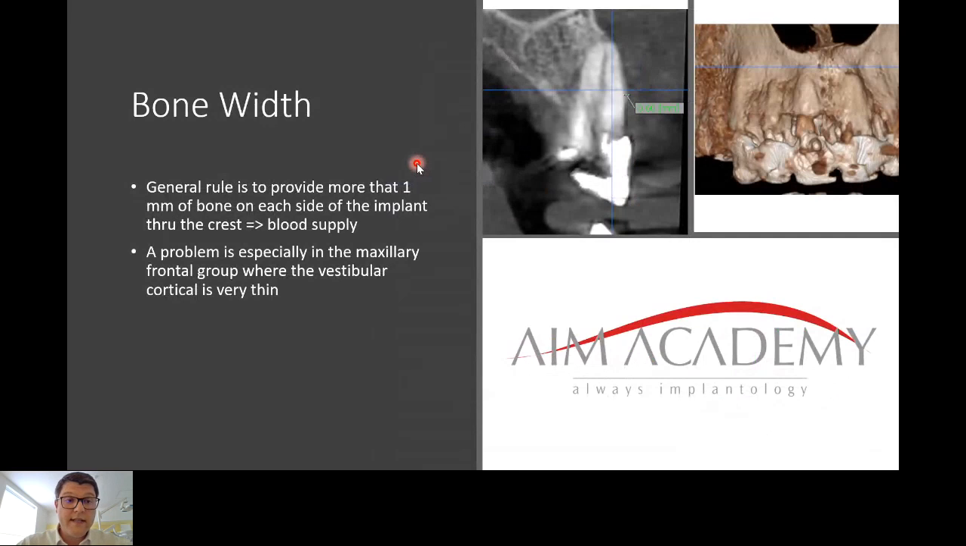Also, we have to analyze the bone width. This, as a general rule, is to provide more than 1 millimeter of bone on each side of the implant. That means that we must have a good blood supply in order to have healthy and stable bone around an implant. So the problem is especially in the frontal maxillary group, where the vestibular cortical is very thin.